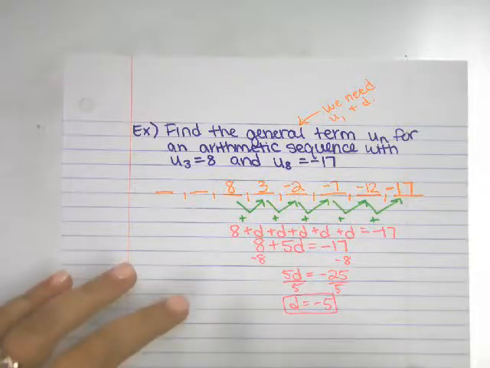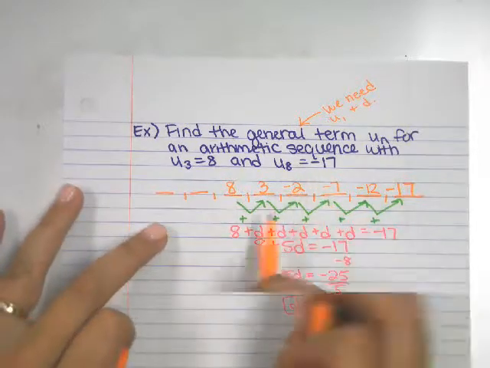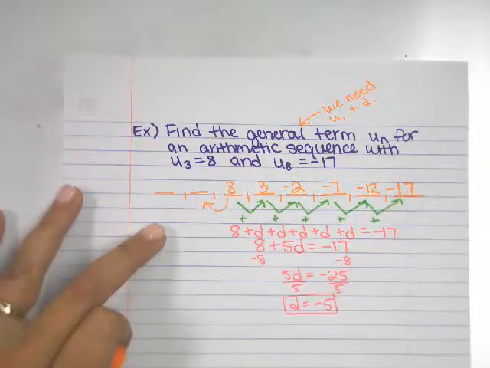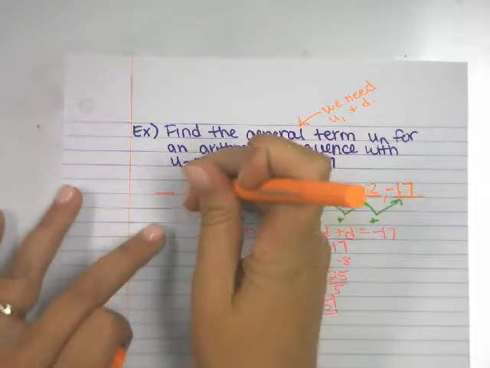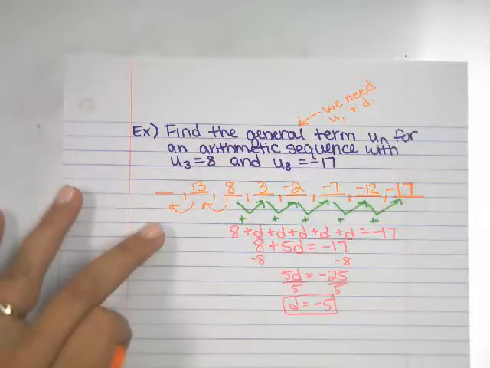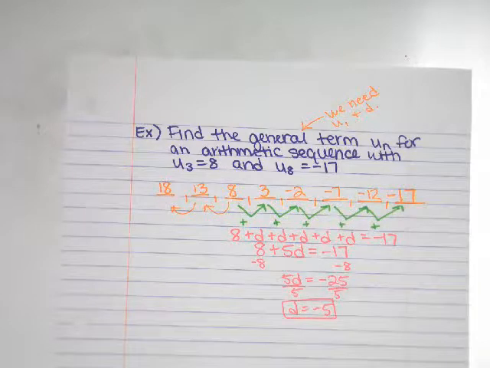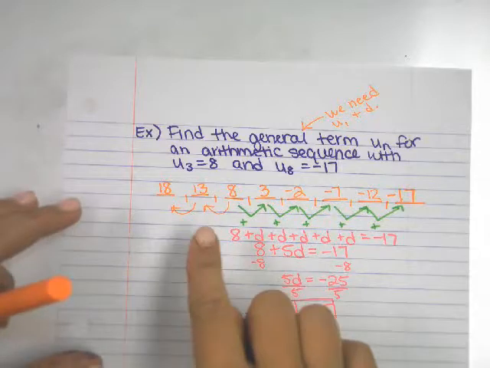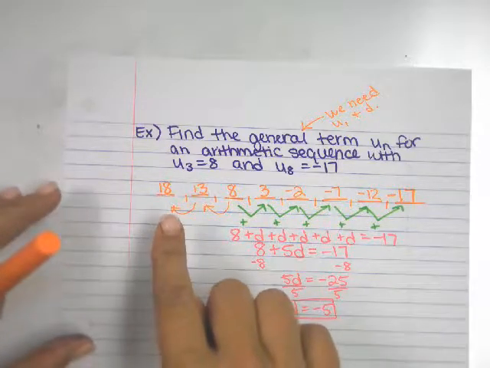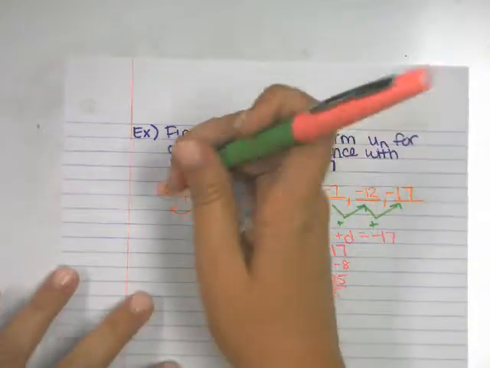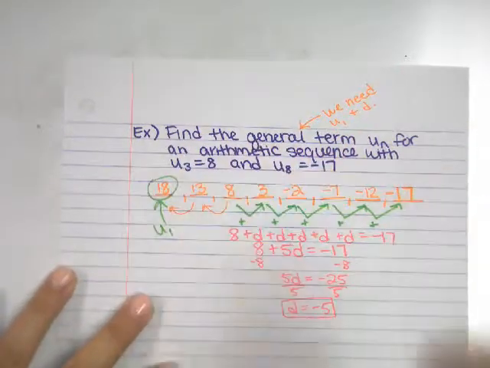The other piece we need is our first term. So if I subtract 5 to go to the right, then to go back, I have to add 5. So this would be 13, 18. And there we are. This is our sequence. We have a common difference. We found our first term, u sub 1.